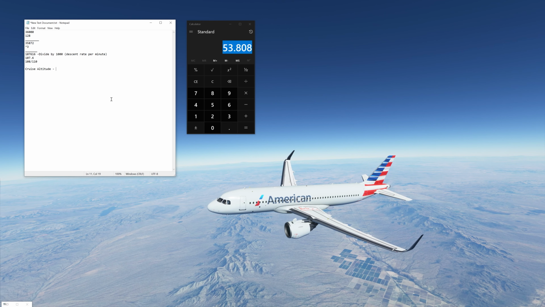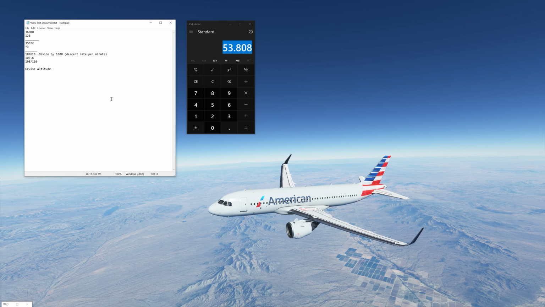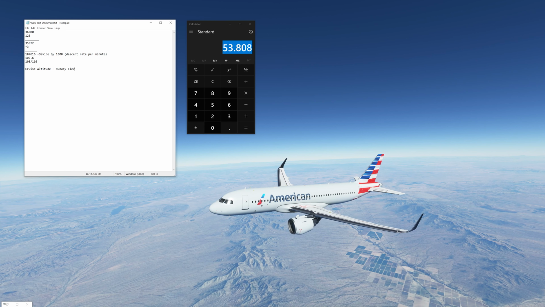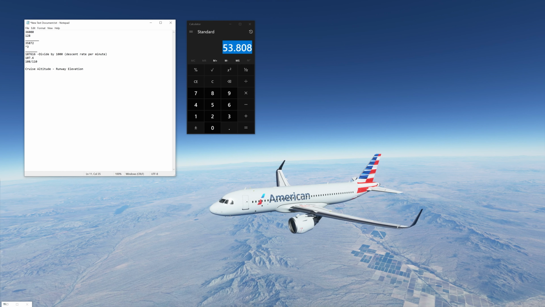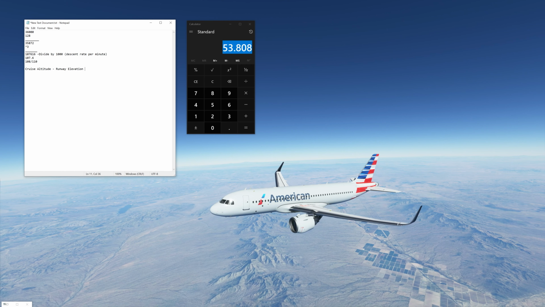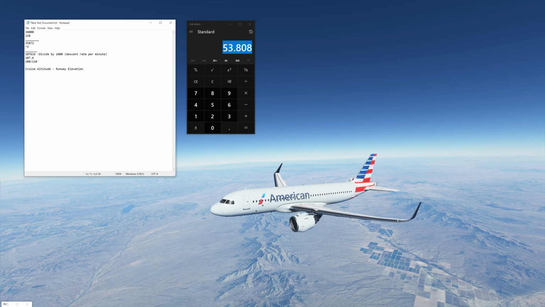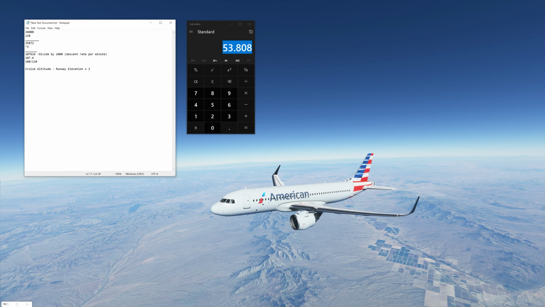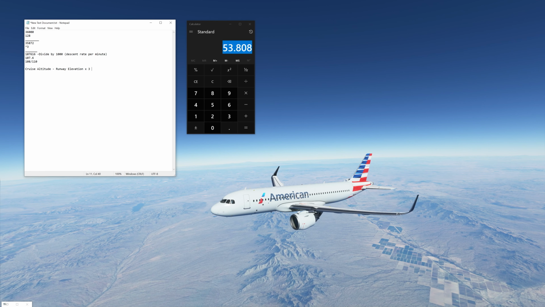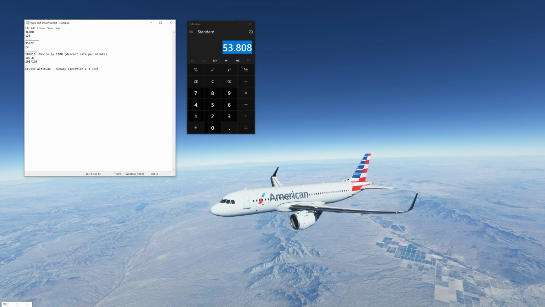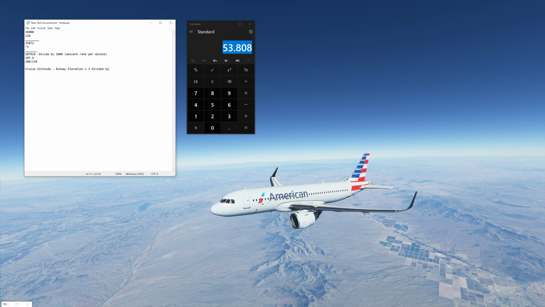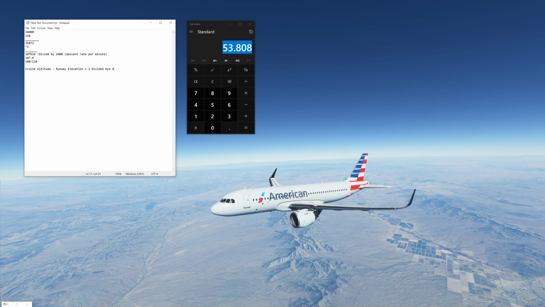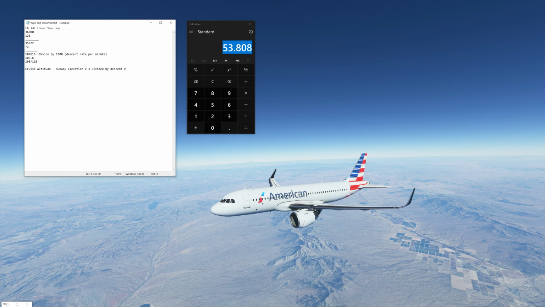So it's your cruise altitude minus runway elevation. It's important that you use runway, not airport, but runway elevation. Then multiply by 3, times 3. And then divided by descent rate. Descent rate.